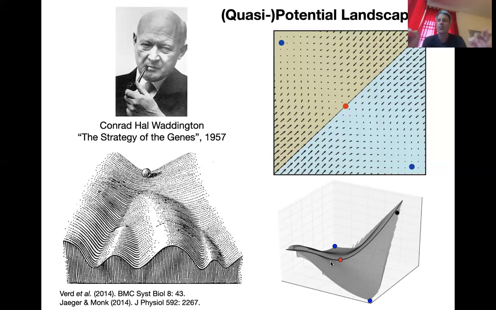Just like with the pendulum, we don't need any maths. We can infer this landscape from observing the behavior of the system, the time development of the concentrations of these two different factors, independent of the mathematical formulation. We can reconstruct this potential landscape.